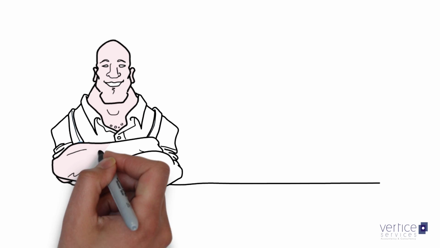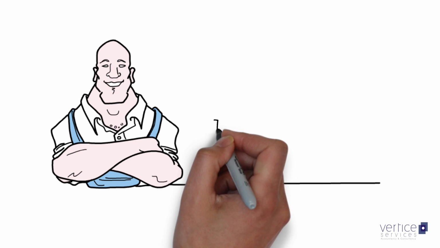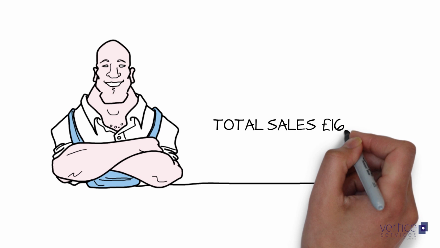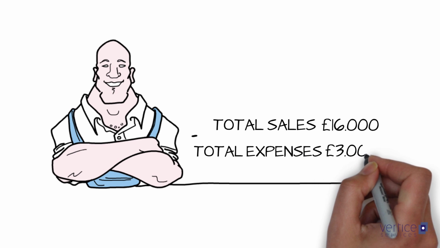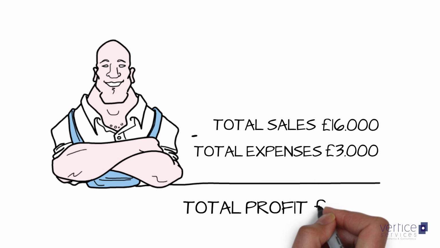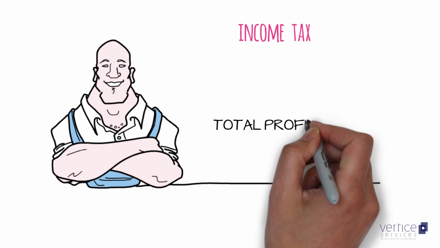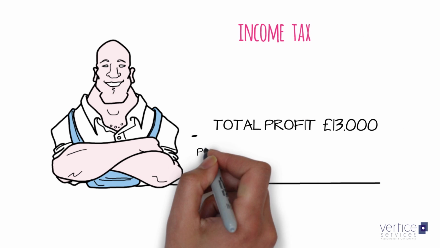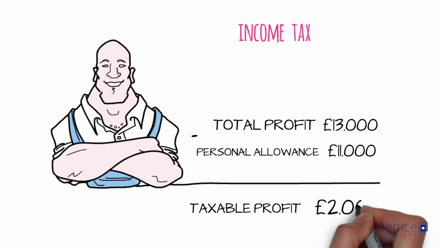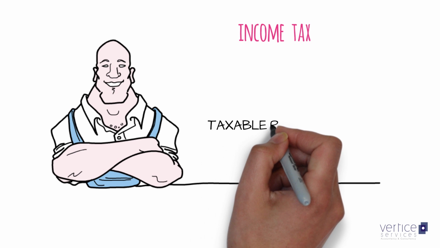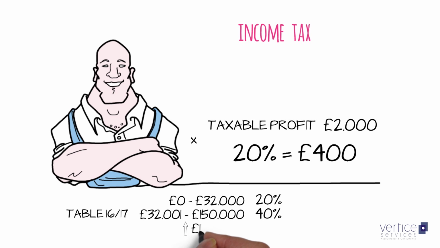Now let me show you a tax calculation example. You can do the same with your own numbers too. Let's assume you were a plumber and your total sales for the financial year were £16,000. Your total business expenses were £3,000. This would equal a total profit of £13,000. Let's start with your income tax. So we need to subtract the personal allowance of £11,000 from your total profit of £13,000, which equals a taxable profit of £2,000. Applying the income tax table, you would have to pay 20% of income tax from the £2,000, which equals £400.